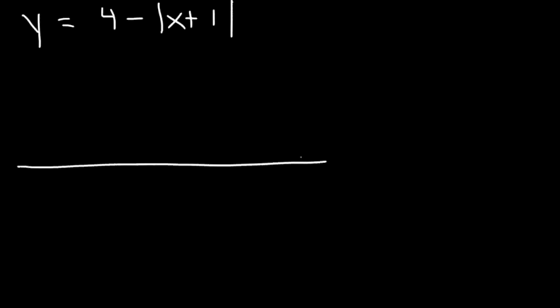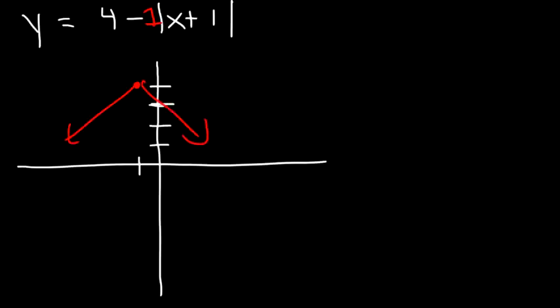Try this one. 4 minus the absolute value of x plus 1. So the graph is going to shift 1 unit to the left, and it's going to shift up 4 units. So the vertex is at the point negative 1, comma 4. And the slope, the number in front of the absolute value function, is 1. And because there's a negative sign in front of it, we know it's going to open in a downward direction.